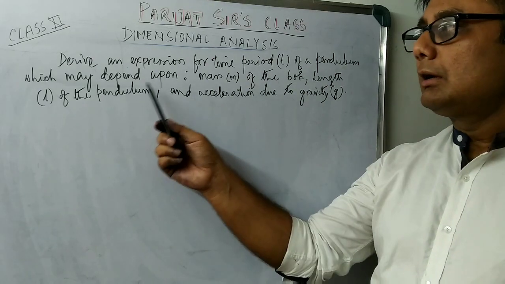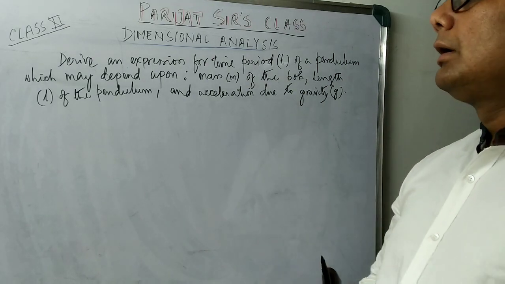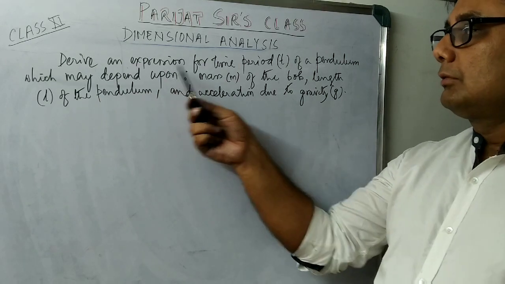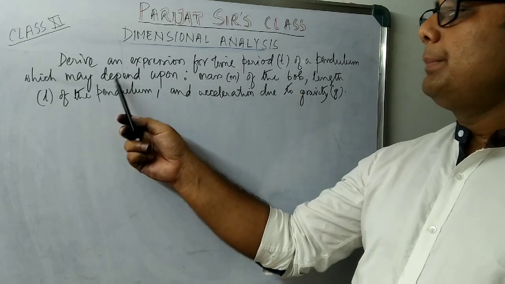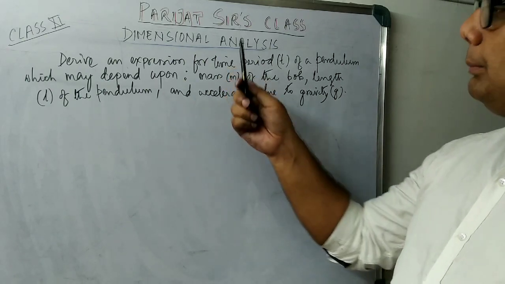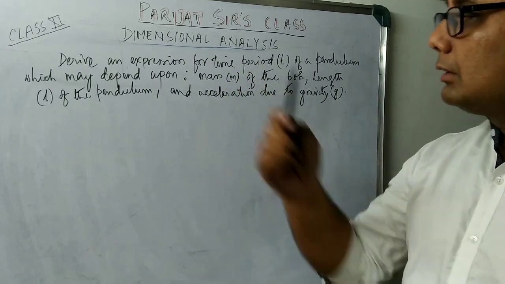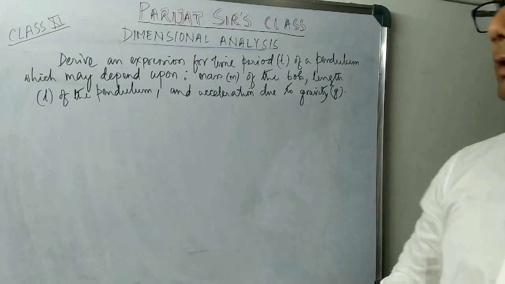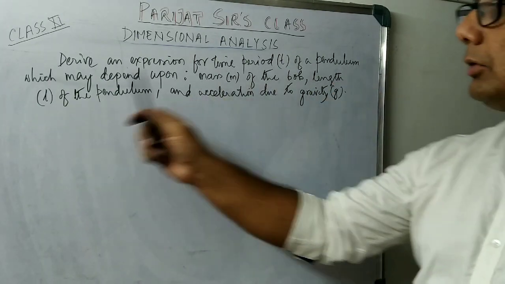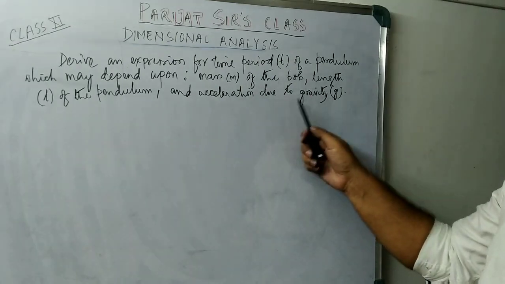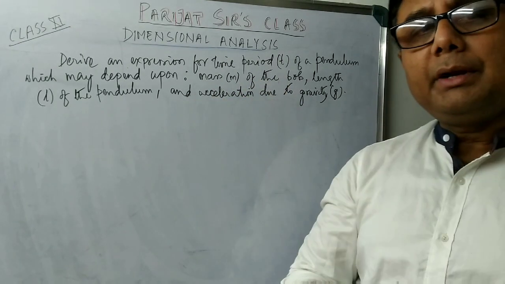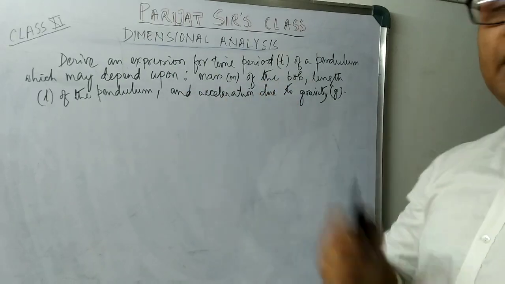So, okay friends, this is a sum. Derive an expression for the time period T of a pendulum which may depend upon, so time period of the pendulum is depending upon what? The mass of the bob, m, the length of the pendulum, l, and acceleration due to gravity, g. So, how will the time period depend upon these three factors?